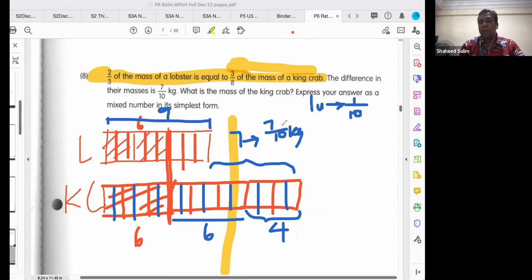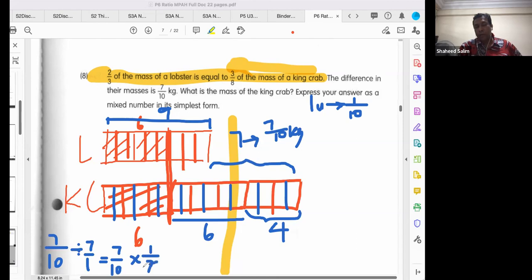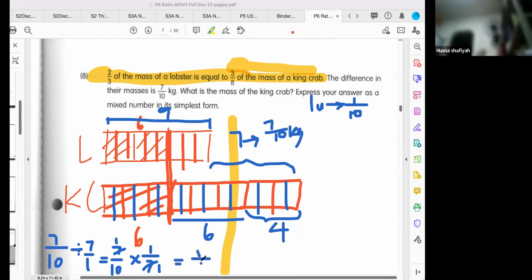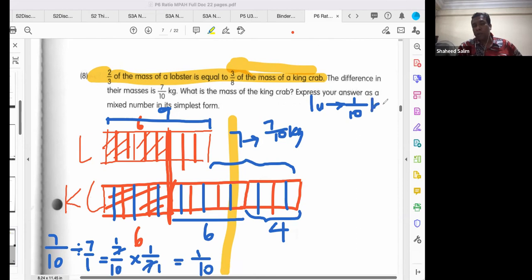How do you get 1 over 10 kg? 7 over 10 divided by 7. Okay, if you don't believe, 7 over 10 divided by 7 over 1. Do the flip. When you do the flip, 7 over 10 times 1 over 7. Cancel, divide by 7, get 1. Divide by 7, get 1. 1 times 1, you get 1. 10 times 1, get 10. There. 1 unit is 1 over 10 kg.